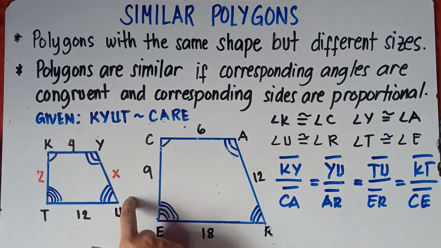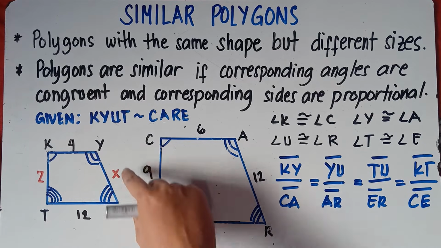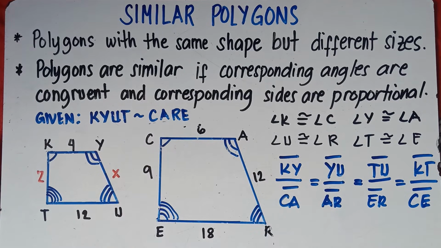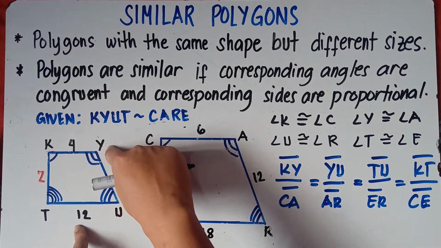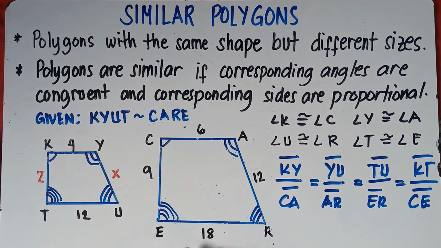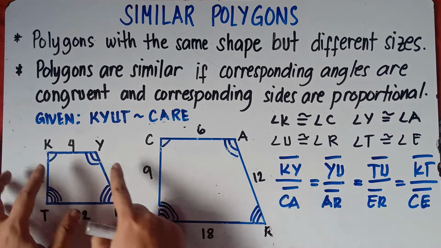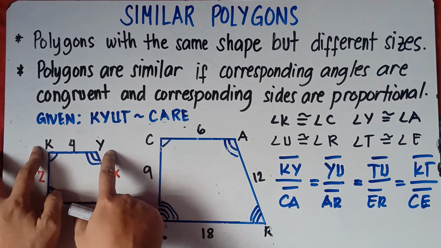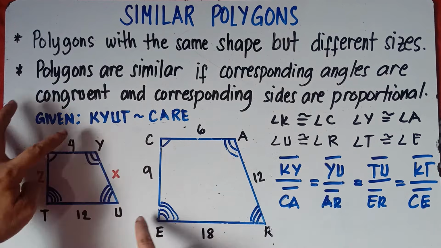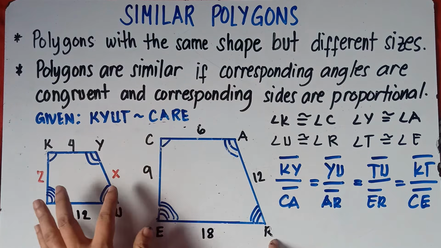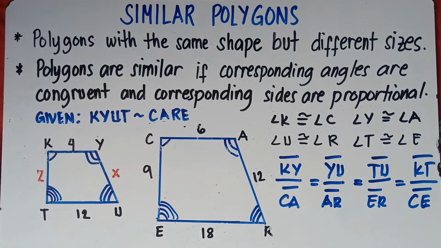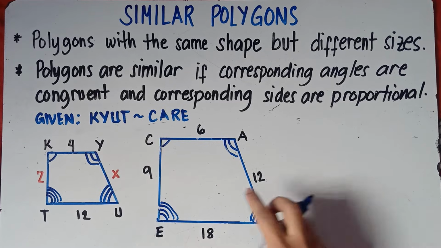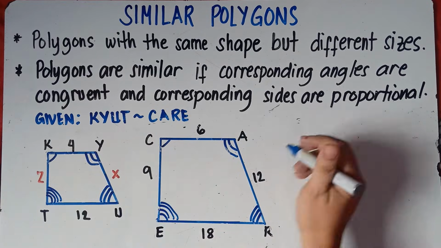So let's try to find the value of x based on this given illustration. It depends on you which you prefer. You can use these two lengths to find x: 12 and x, then 18 and 12. Or you can find this side using this side: KY over CA is equal to YU over AR to find the value of x. Later on, we will have more examples for you to really understand how to solve similar polygons. So to find the value of x, we can use this ratio.